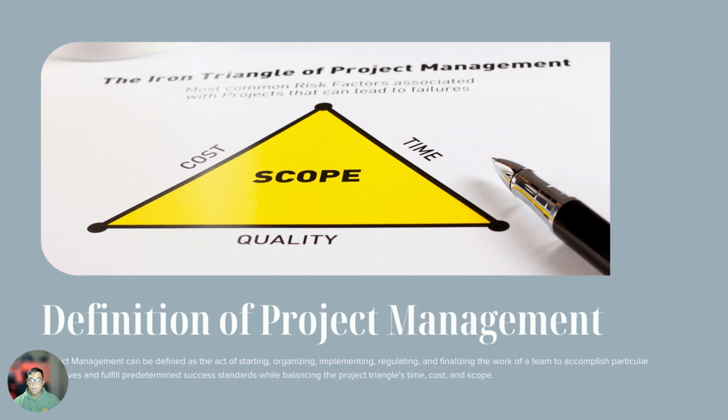So the definition of project management can be defined as the starting, organizing, implementing, regulating, and finalizing the work of a team to accomplish particular objectives, fulfilling predetermined success standards while balancing the project's triangle: time, cost, and scope.